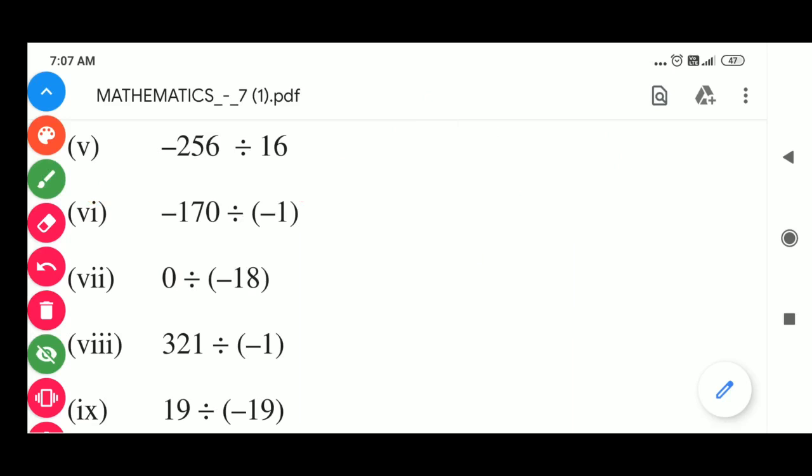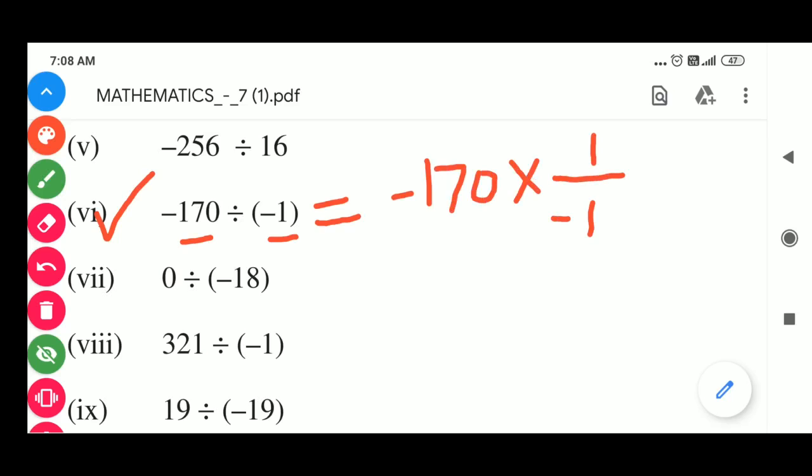Now come to the sixth question. That is minus 170 divided by minus 1. So it is equal to minus 170 into 1 upon minus 1. First, this minus cancels this minus, and every digit whenever divided by 1 will remain the same. So your answer is 170.